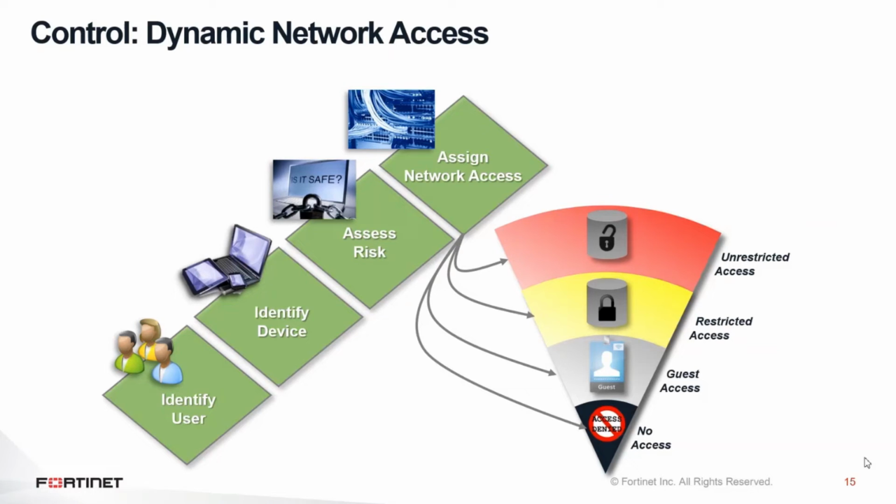You might have your staff; the level of access that a staff member or an employee will have will be different from the level of access a guest will have as well. The level of access a printer or IP camera will have will be different from the level of access a server in your environment will have. These are dynamic network access policies that you can put in place to ensure there is a well-controlled environment.